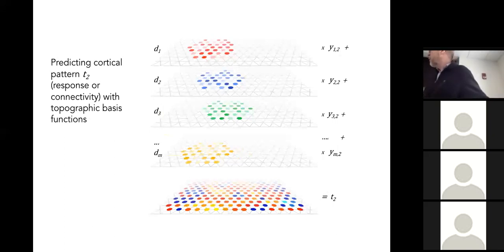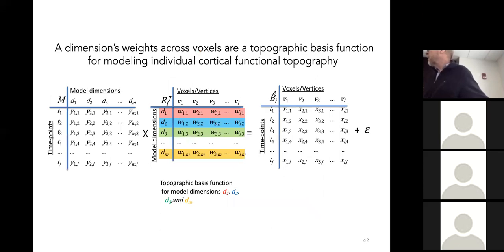And where do these y's live? Well, the y's are the model data. So these are the values for that pattern in different model dimensions. So if you multiply this vector, let's say it's T2, this vector of a pattern in the information space, by the transpose of the transformation matrix, it creates a topographic pattern in this subject's cortical space.